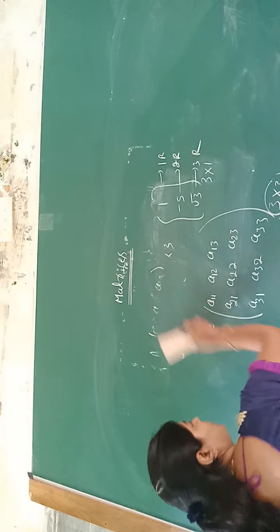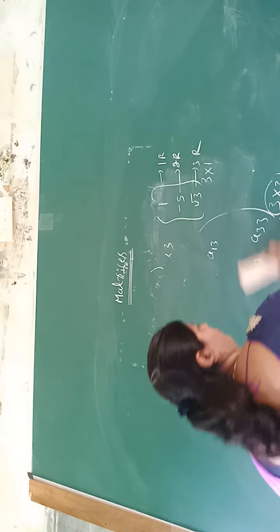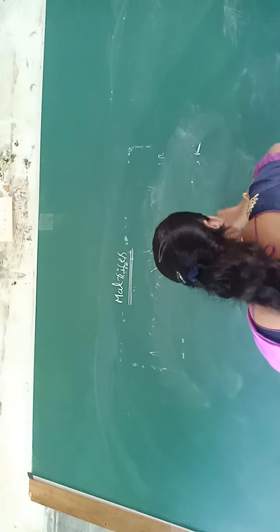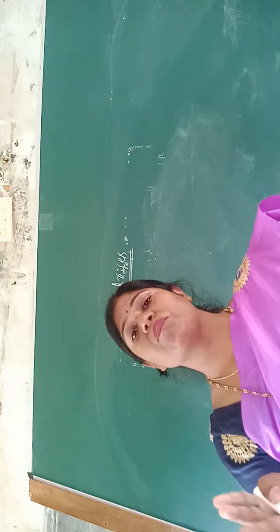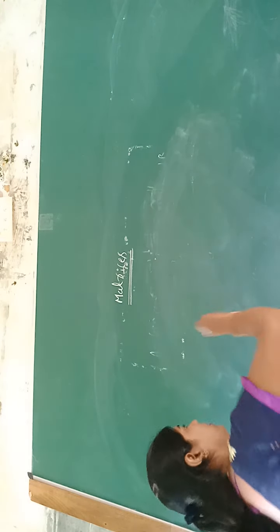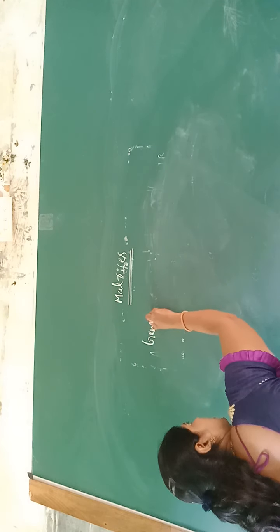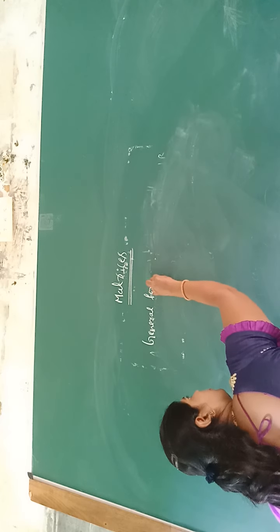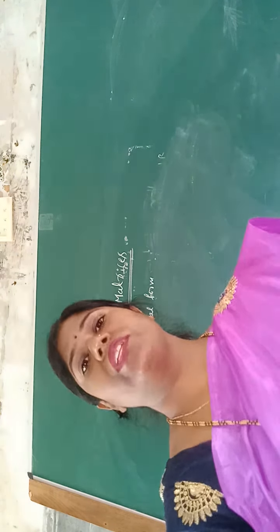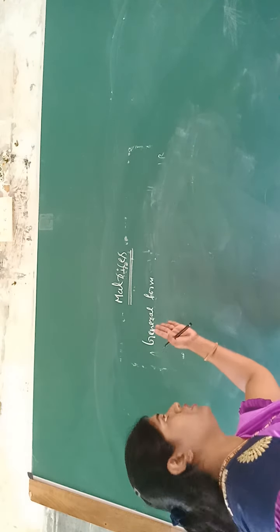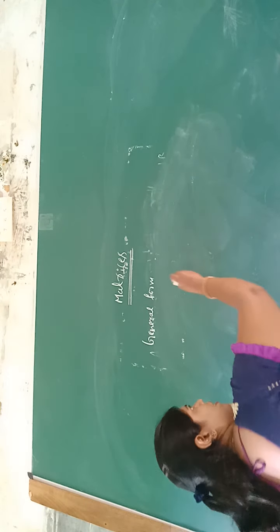What is the general form of a matrix? In matrix, a rectangular array m cross n is given by the general form of a matrix. This one is important. While solving problems, we should know this general form of a matrix.